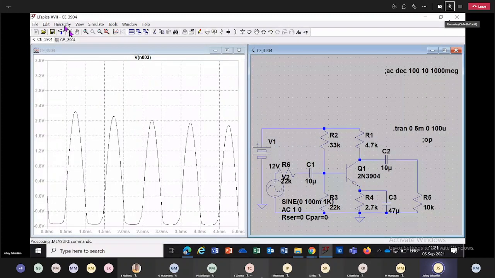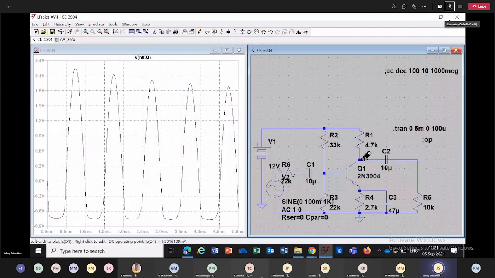Voltage at the collector is 4.94, nearly 5 volt. That means supply, this is 12 volt, this is around 5 volt. 7 volt is across RC. There is only one problem.